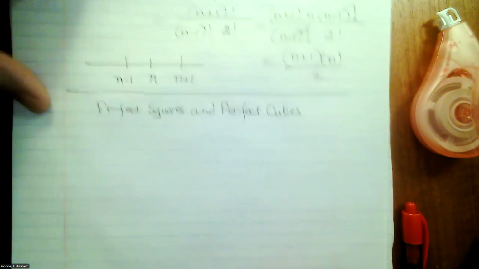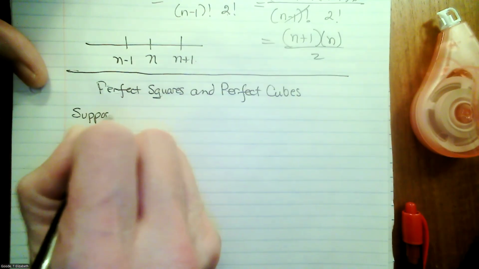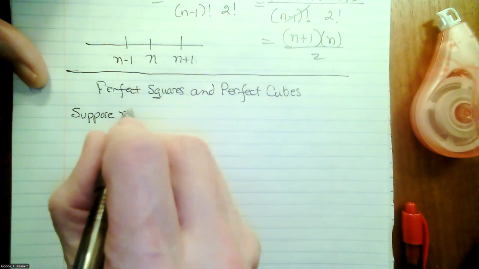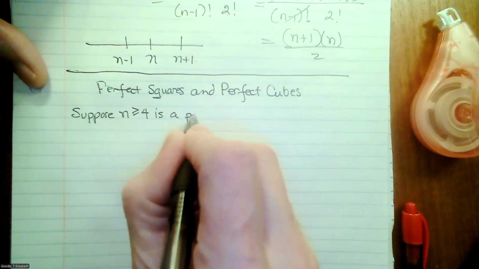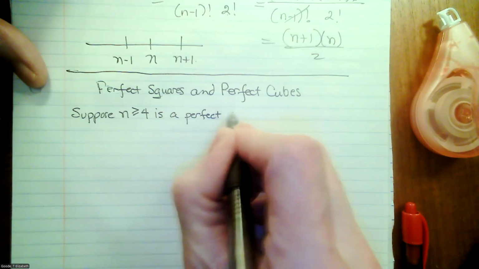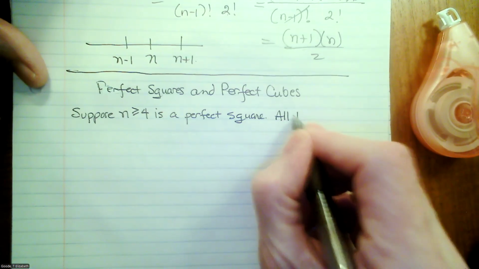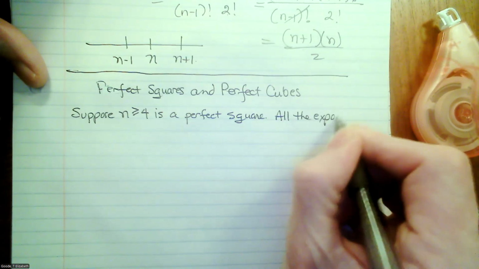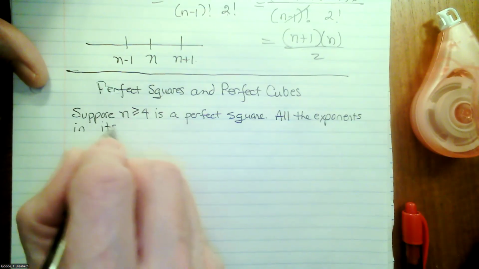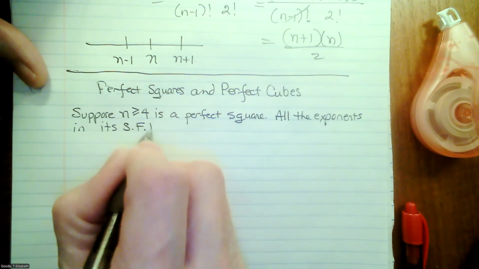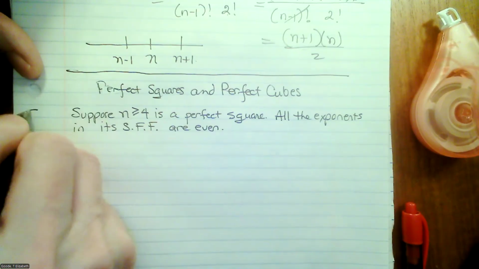What we learned was this. Suppose n, it's got to be big enough, so say greater than or equal to 4, is a perfect square. Then all the exponents in its standard factored form are even. That was one fact that we learned.